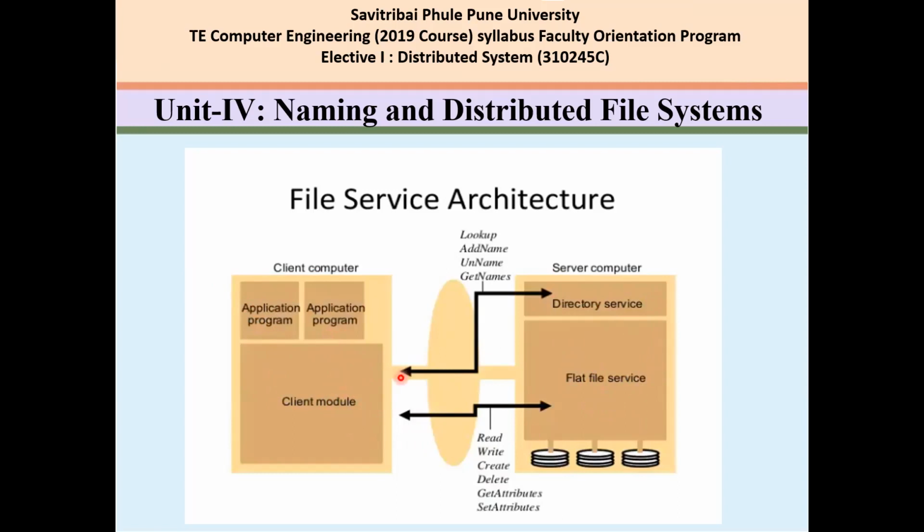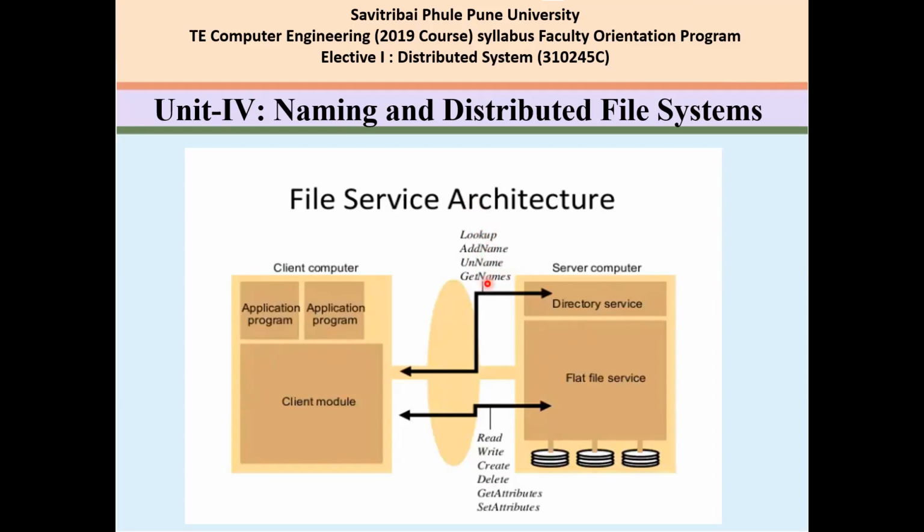From the client module, you can see one elliptical shape, which shows the connection or communication media between the client and server computers. The first arrow where the pointer is pointing, coming from the client module, is going towards the directory service at the server computer. For this directory service, some of the operations performed are lookup, which resembles searching, finding, seeking, right? Then add name, unname, that means removing or deleting that name, and then get names of different files, right? So why are these specific operations written over here?